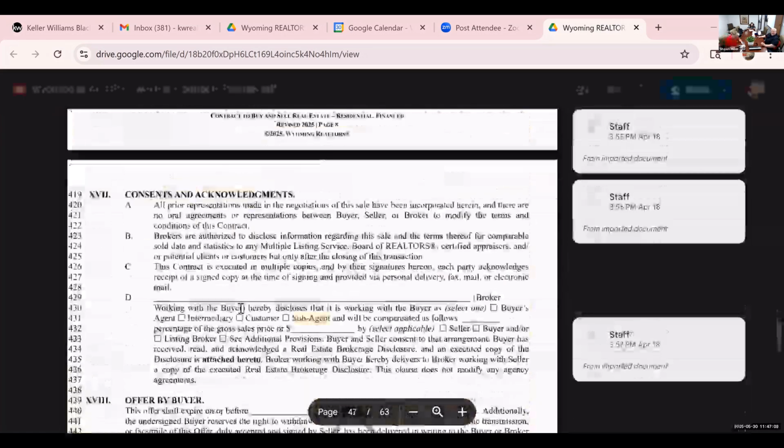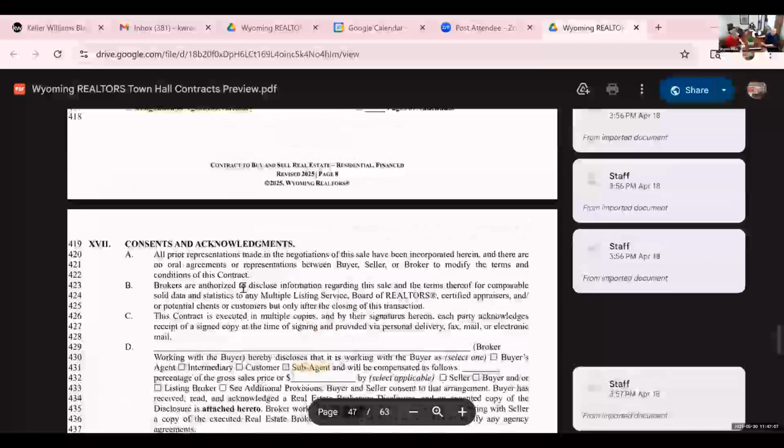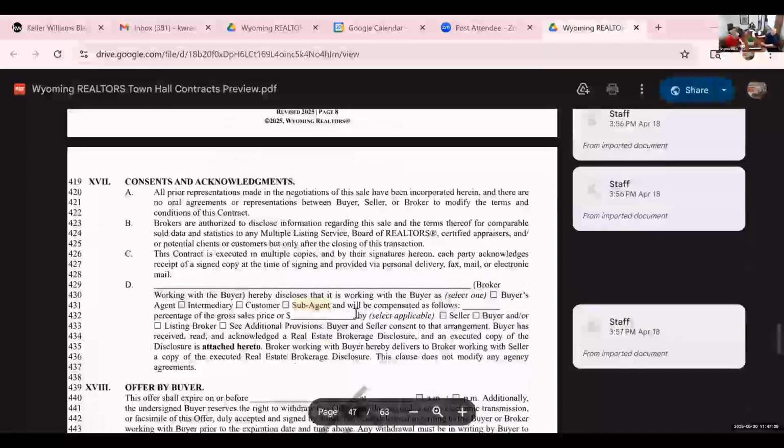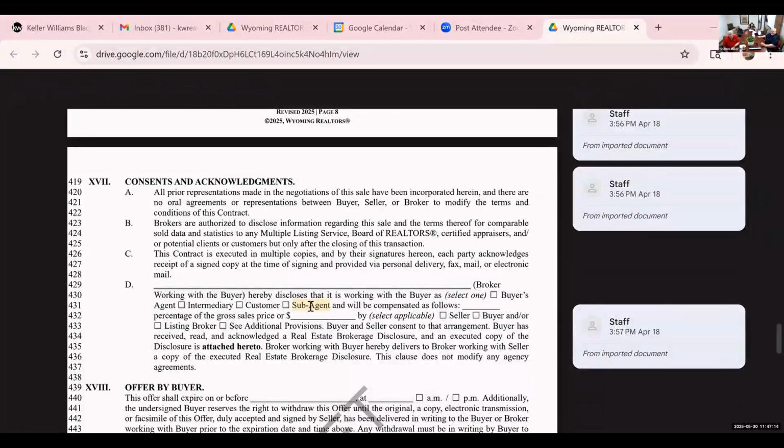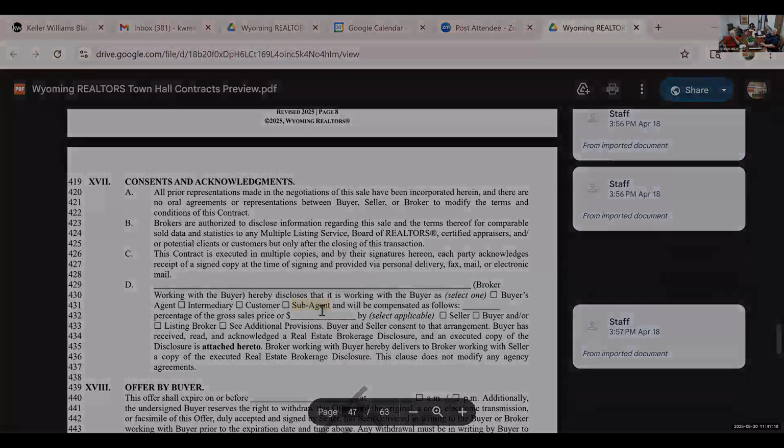Again, added in definitions. Consents and acknowledgements on the purchase agreements. They added in that you can get paid as a sub-agent, because there are going to be, like I said, some people that will only pay a sub-agent.